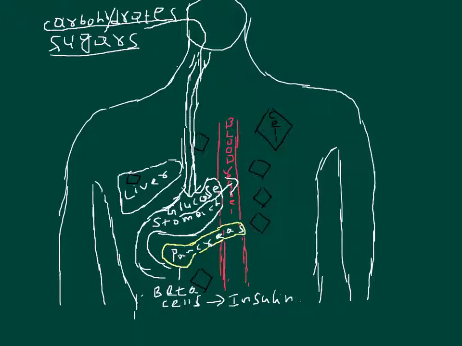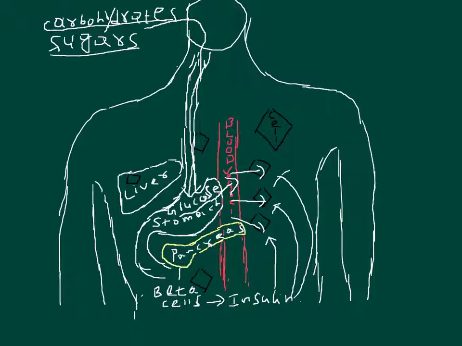This pancreas has beta cells which secrete insulin, and this insulin acts on most cells of the body. These are all cells, and in response these cells pick glucose from the blood. As these cells pick glucose from the blood, normal glucose values will be maintained in the blood, and this mechanism happens all over the body.